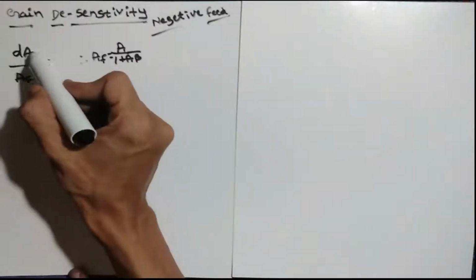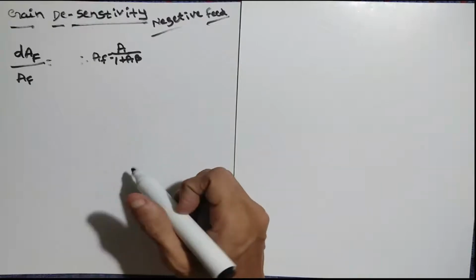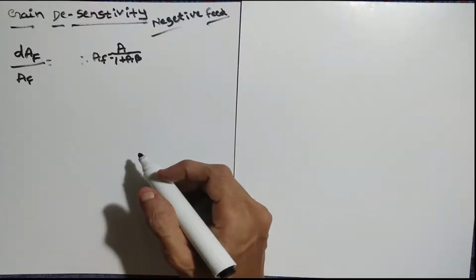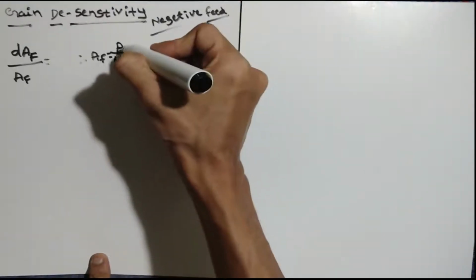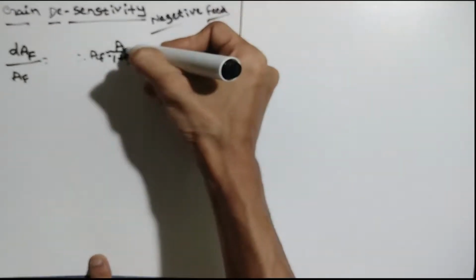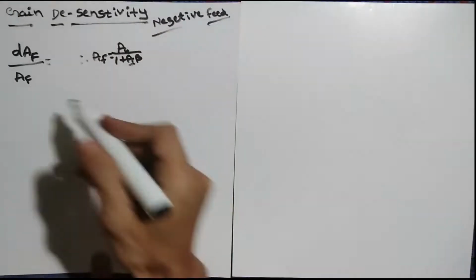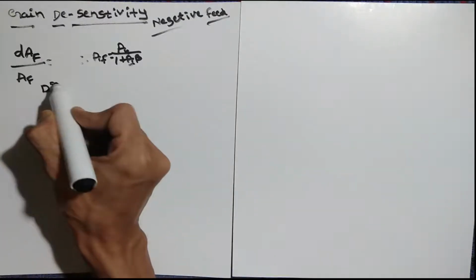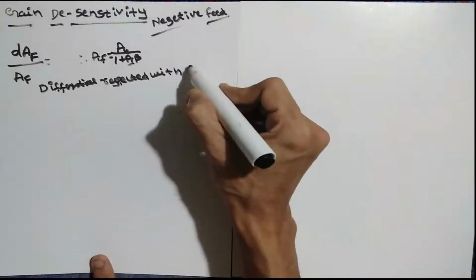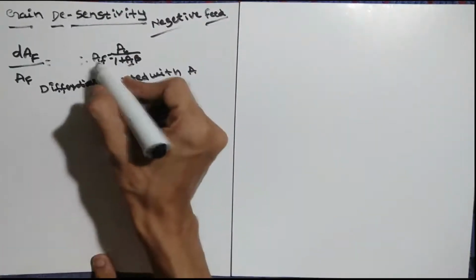Here we require dAF, so make the differentiation of this. Before that, first we have to differentiate with respect to gain, because the term gain is there. If you are not differentiating with respect to gain, then all the terms become 0, because the constant term becomes 0. So in the first case we differentiate with respect to gain, which we can call A.